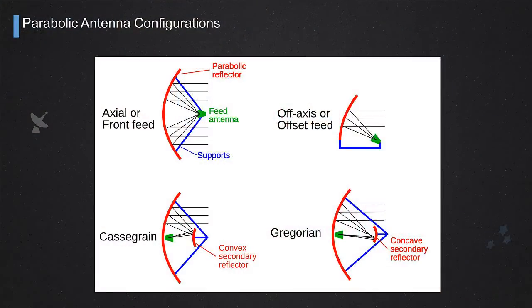So, in the following slide, we see several configurations based on parabolic antennas. In fact, some of these configurations were invented for optical applications, and some of the telescopes that are used today and also in the past are in fact based on configurations that are shown here. So the simplest parabolic antenna configuration is the one shown on the left upper side of the slide, the so-called axial or front-fed type of antenna.